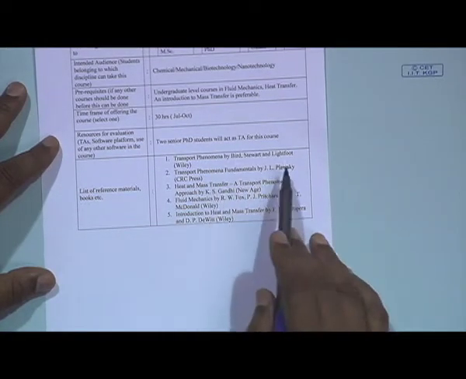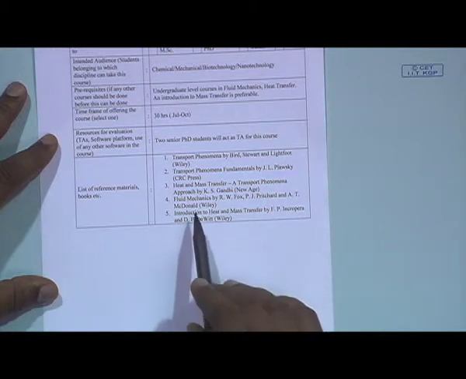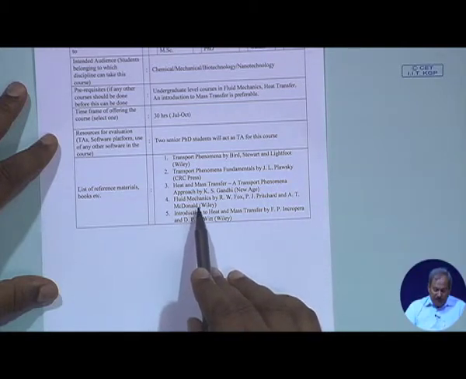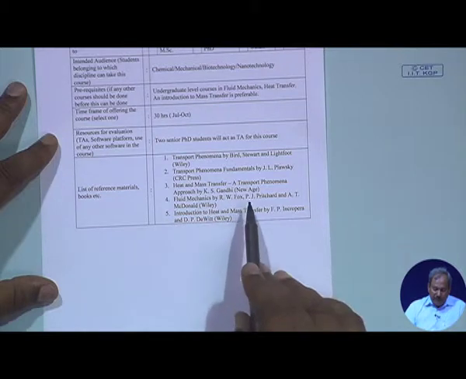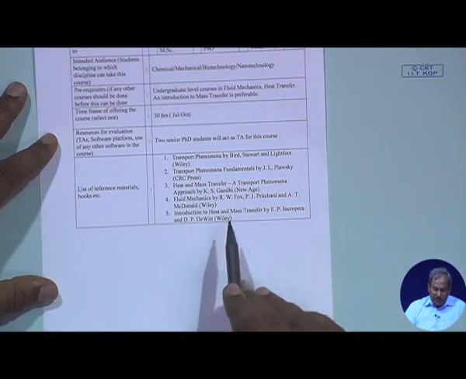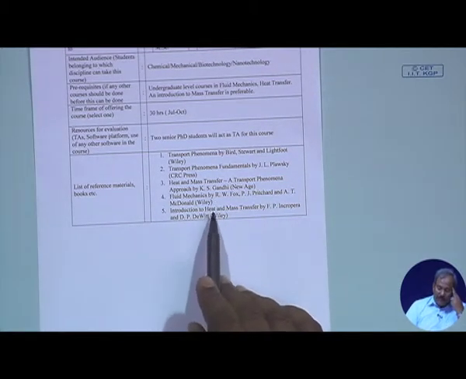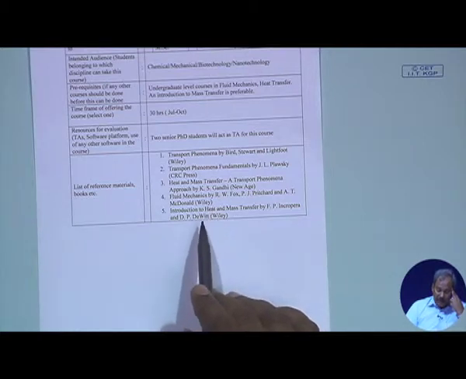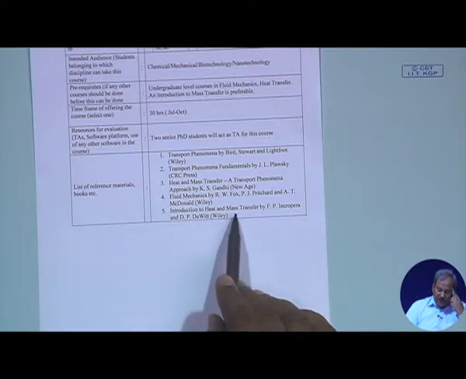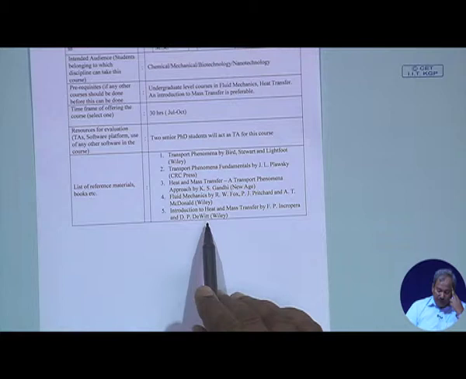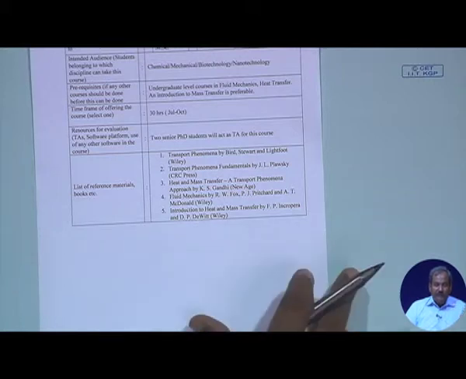So, the first book that I have prescribed for this is Transport Phenomena by Bird, Stewart and Lightfoot, and the second book, which you probably have studied before, is Fluid Mechanics by Fox and MacDonald. This book by Fox and MacDonald I have extensively used for boundary layers and related concepts. And the third one is Introduction to Heat and Mass Transfer by Incropera and DeWitt, which I have used for our treatment of similarity, the equations and so on.